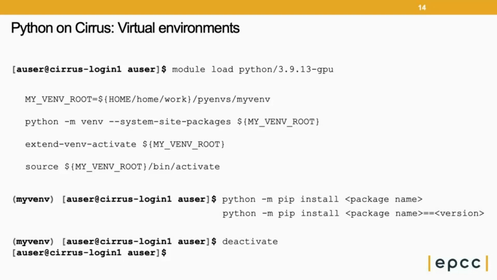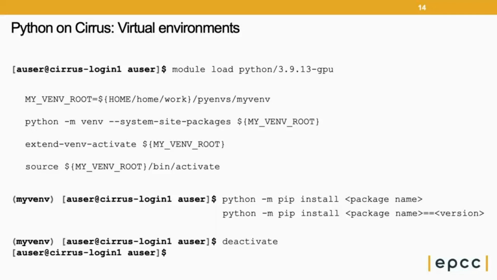So now you're ready to use python -m pip to install your packages, and you can also install specific versions of a package if you require that. And then at the end, once you've finished, you just simply call deactivate to deactivate your local environment, which will unload any of the modules which you may have, and then you go back to your normal login prompt.